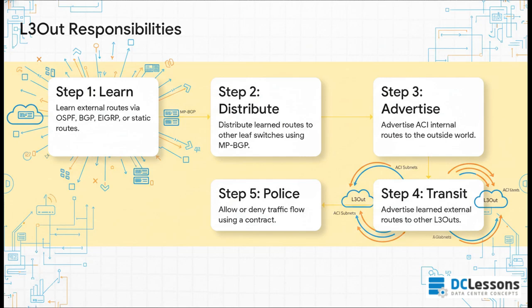Fourth, it can handle transit routing, which is just passing routes between different L3 outs. And finally, step 5, it has to act as the traffic cop, policing everything with contracts. If any single link in that chain breaks, your connectivity is gone.